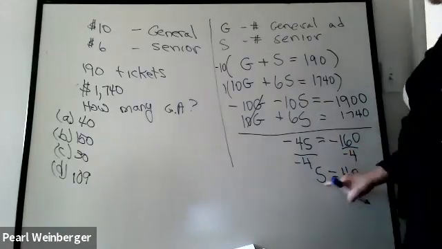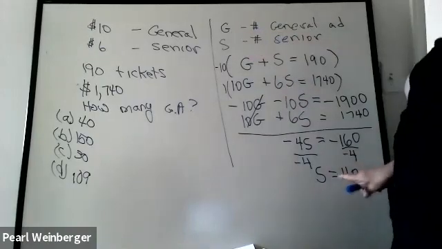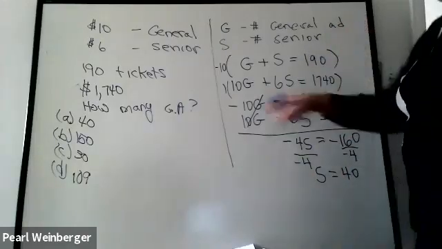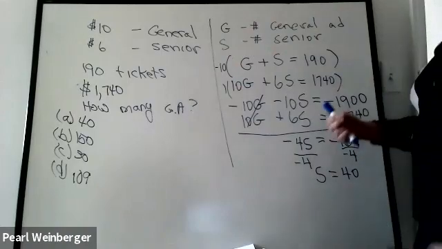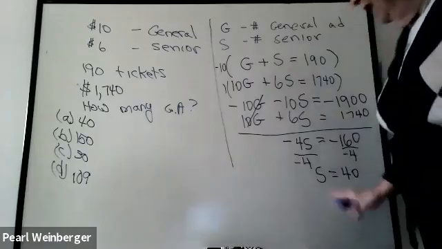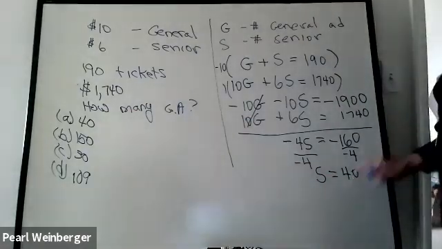Now, this is the advantage of using not just X and Y, but G and S. S, I know, obviously stands for senior. And the question was how many general admission tickets. This is where you could get stuck on a multiple choice. 40 is not the right answer because 40 is how many senior tickets.